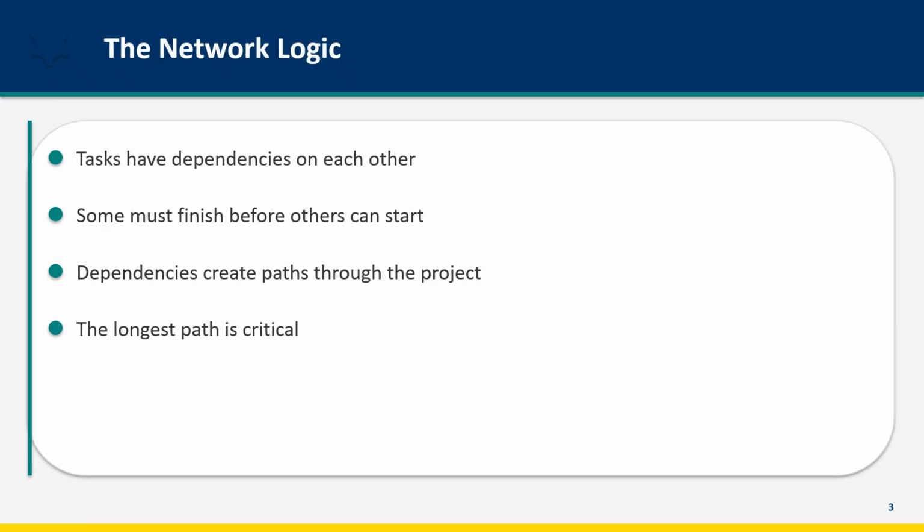Critical path analysis starts with understanding dependencies. Tasks in a project aren't independent. Some must finish before others can start. You can't test software that hasn't been developed. You can't train users on a system that hasn't been deployed. These dependencies create paths through the project, chains of tasks that must happen in sequence. When you map all dependencies, you'll find multiple paths from start to finish. The longest of these paths in terms of total duration is the critical path.